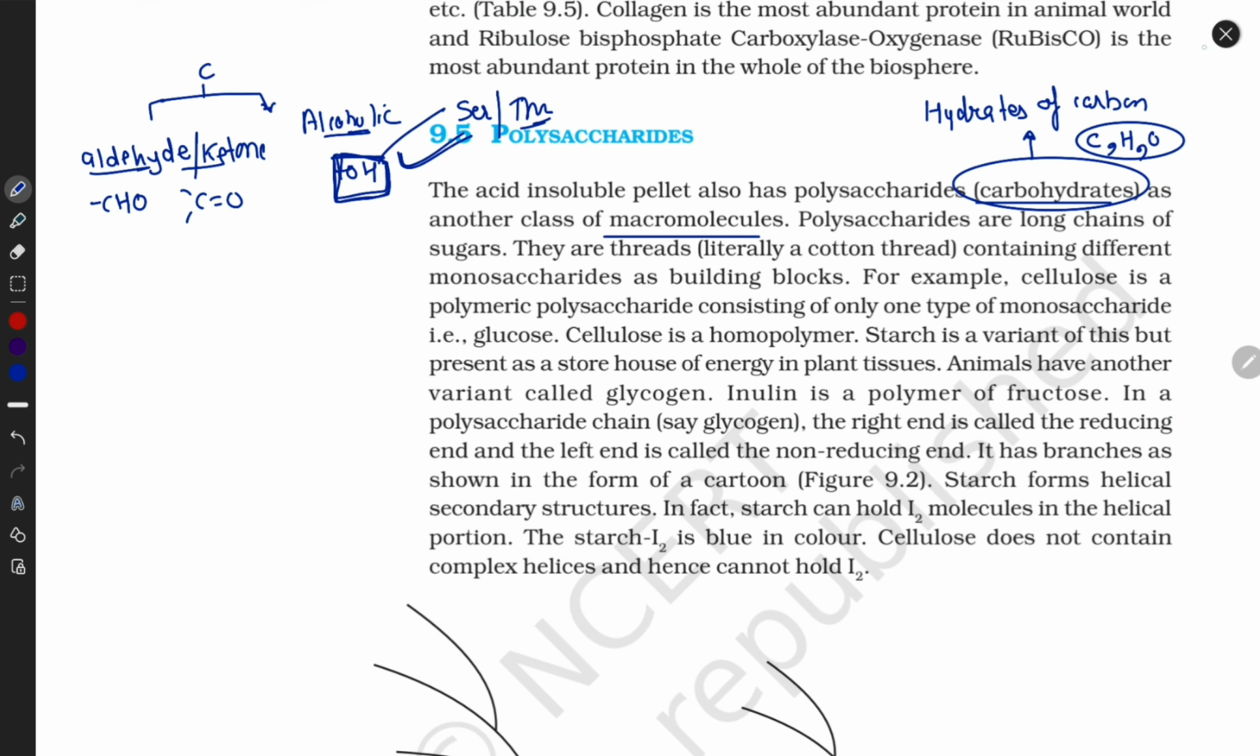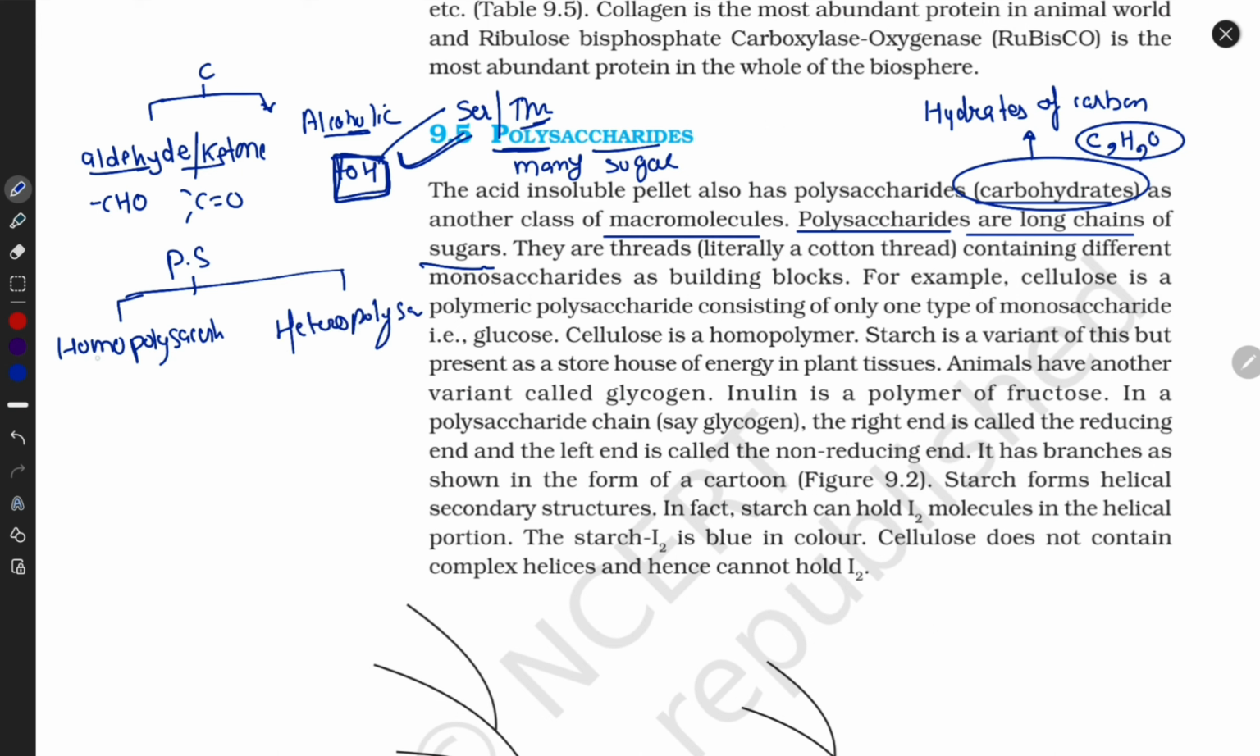Okay, let's move further. Now, let's start with polysaccharides. Polysaccharides are long chains of sugar. Yes, guys. Polysaccharides: poly means many, saccharides means sugar. Now, polysaccharides are further divided into homo polysaccharides. Another one is hetero polysaccharides.